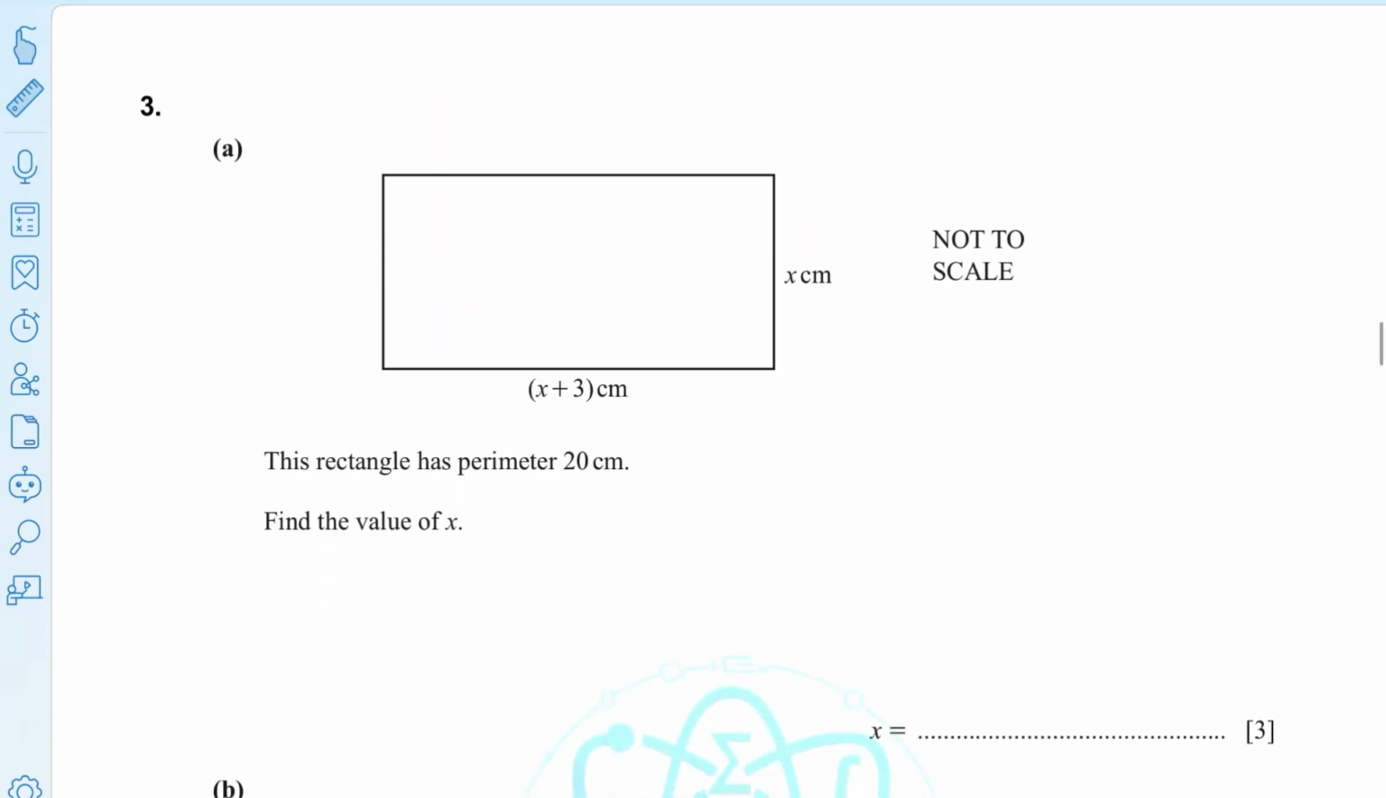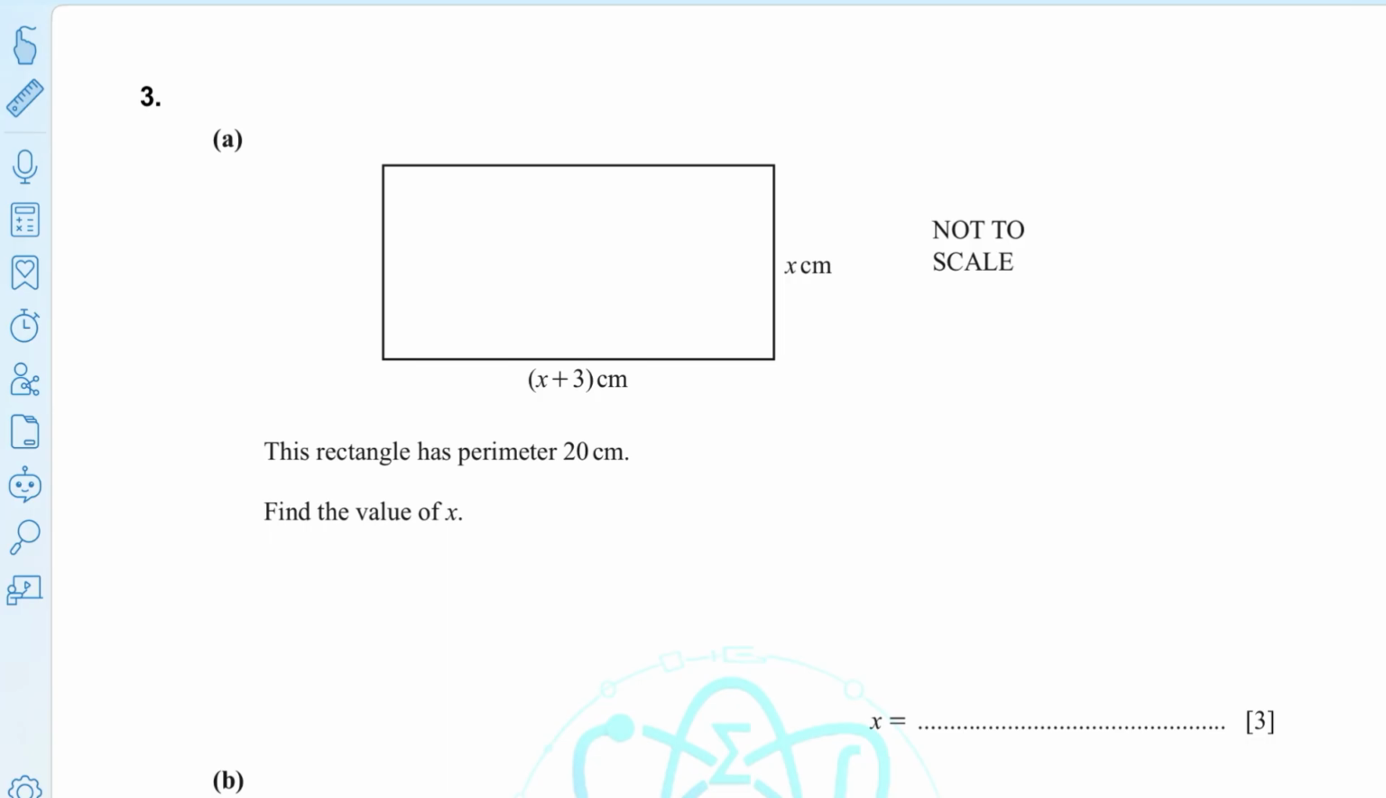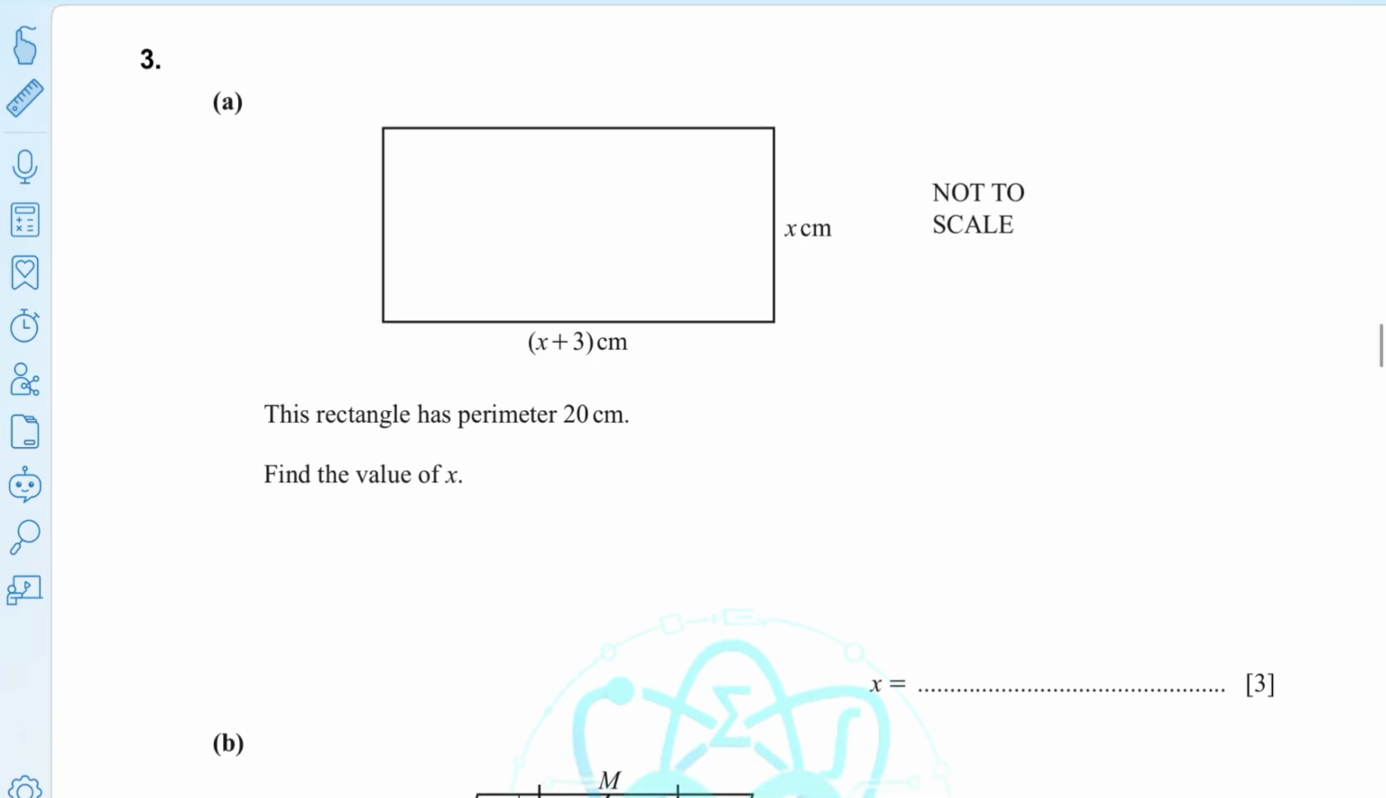Now, question number 3. Given that the rectangle has a perimeter 20. Rectangle means we know opposite sides are exactly the same. So it is x plus 3 as well, and this is also x as well. So find the value of x. Easy. So that means we have to add all these 4 sides, and all of this gives you 20.